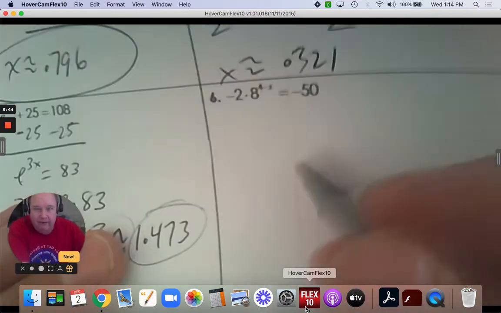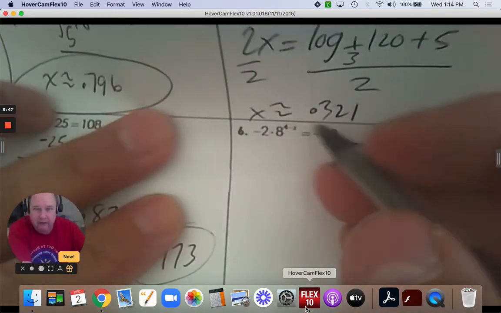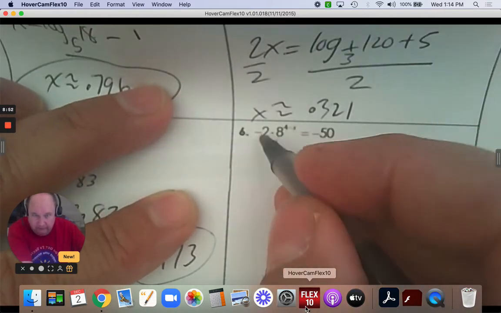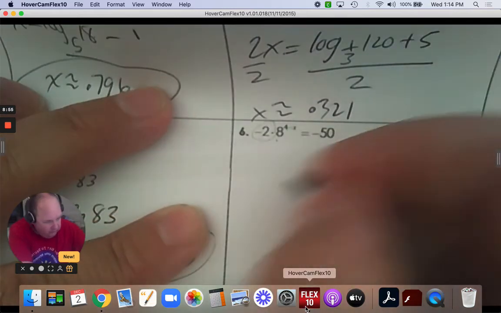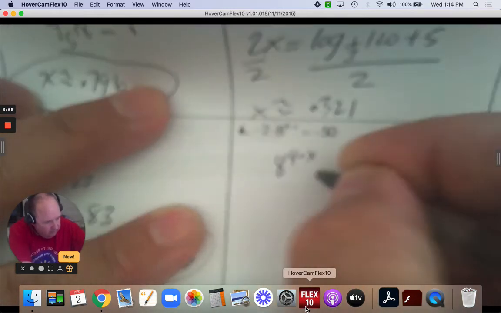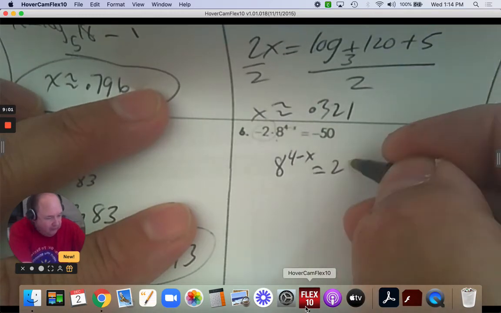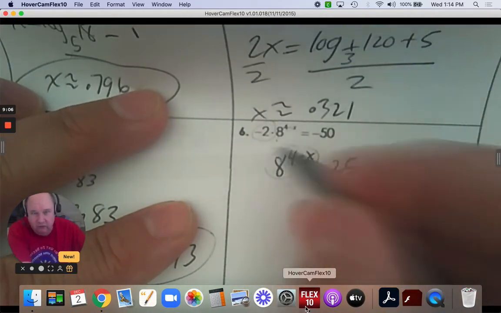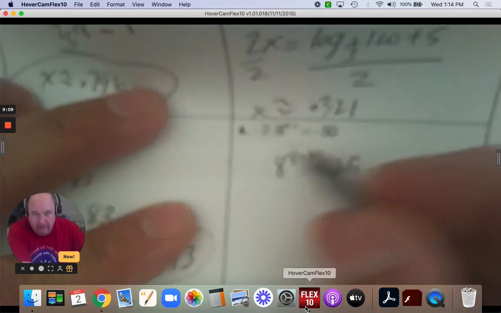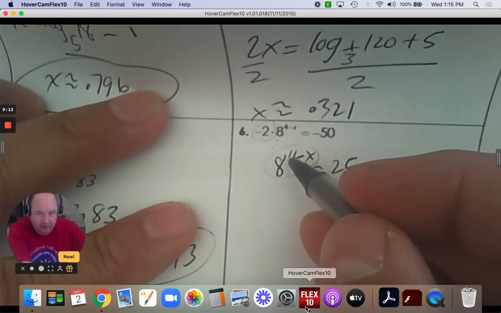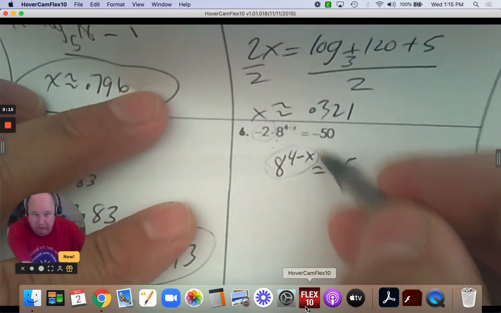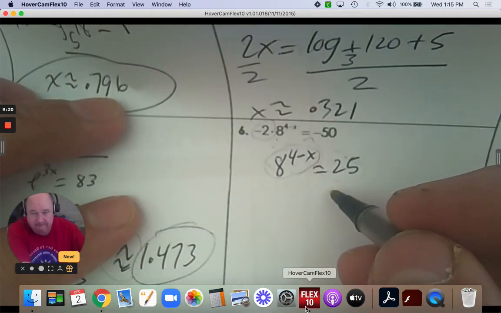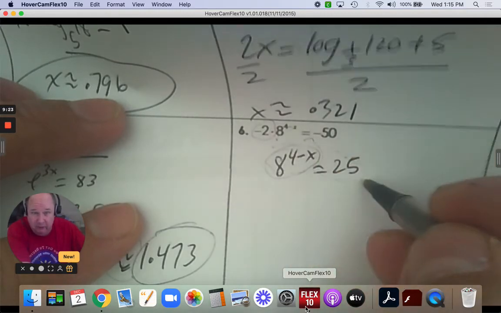Number 6, step 1 is to isolate the exponential part. So when I look here, the exponential part is 8 to the exponent 4 subtract x. So I'm going to divide by -2. Now, a situation where you would have an extraneous solution is if you have an exponential equaling a negative number. So that is a situation that can't happen. So the exponent can be any number, but if you have an exponential equaling a negative number, that's impossible. That's no solution. All right, but this is good. This is an exponential equaling a positive number.